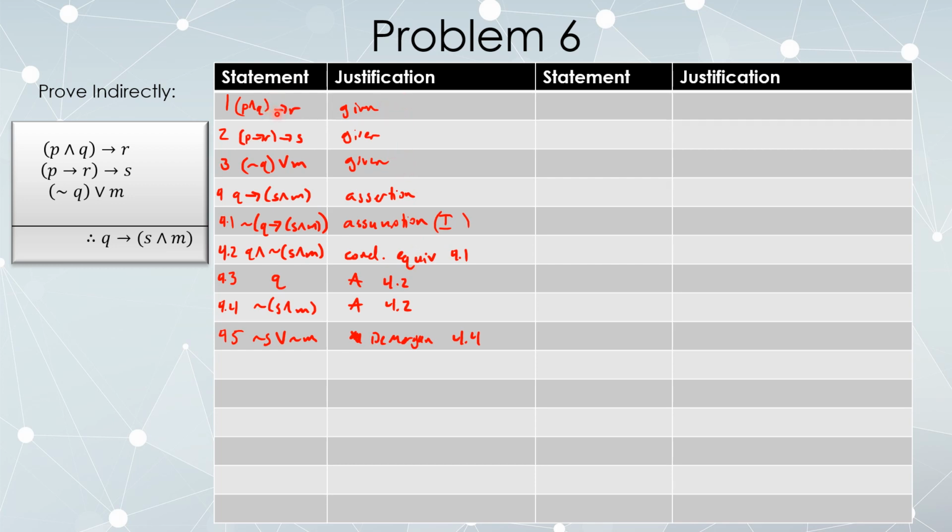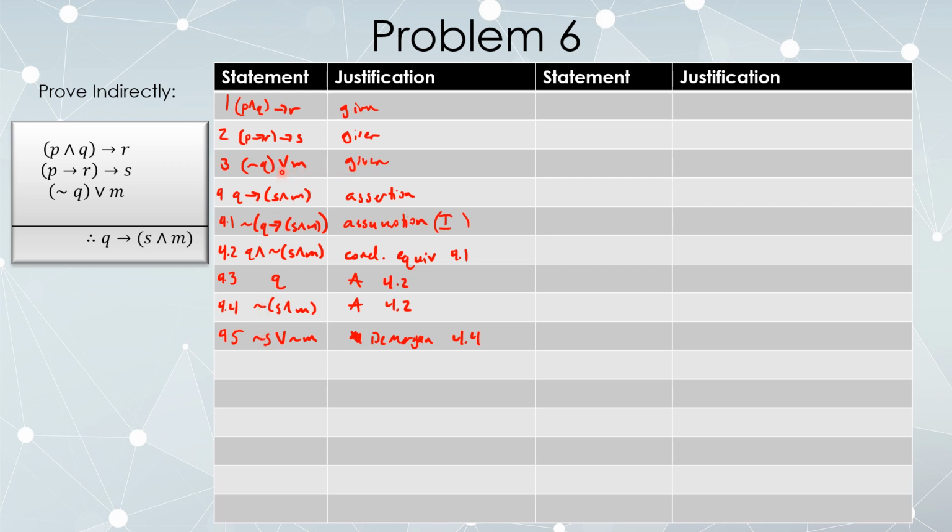If I want to use line 1, it's a conditional statement, so naturally I think modus ponens, modus tollens. For modus ponens, I would need to have P and Q. We do not have that. For modus tollens, we would have to have not R. Don't have that either. So I don't have an obvious way to use line 1. To use line 2, it's a conditional statement. I would need to have its hypothesis, P implies R, and don't have that anywhere. Or to apply modus tollens, negation of S. I almost have that, but not quite.